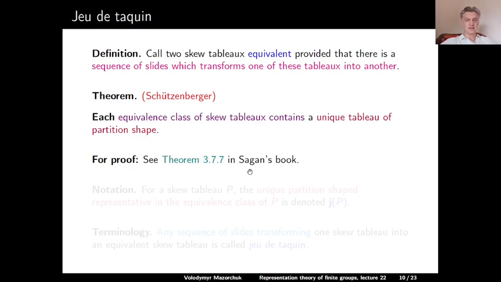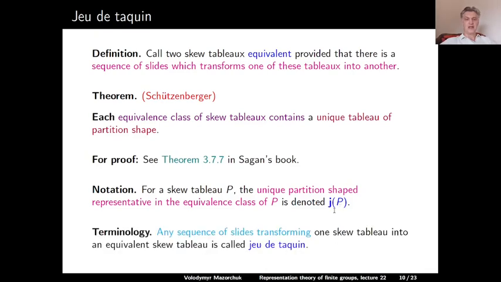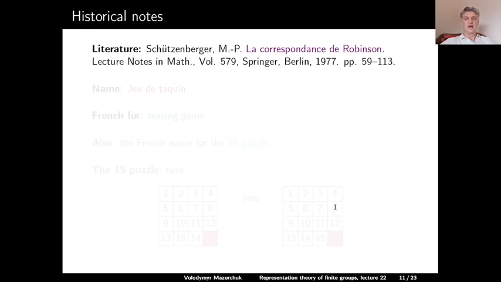That's quite a lengthy argument. And let us introduce the notation. For a skew tableau P, let us denote by J of P this unique partition-shaped representative of the equivalence class of P. And the terminology: any sequence of slides transforming one skew tableau into another skew tableau is called jeu de taquin. So the origin of this is the following.